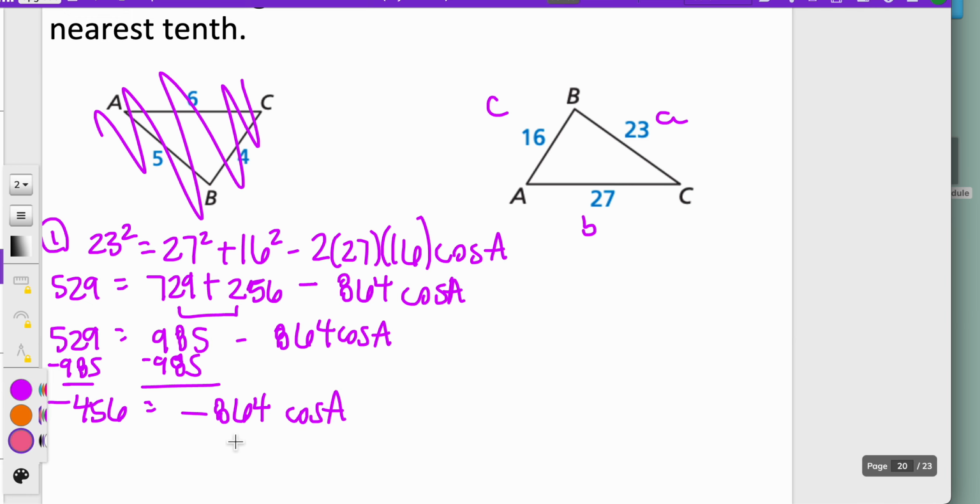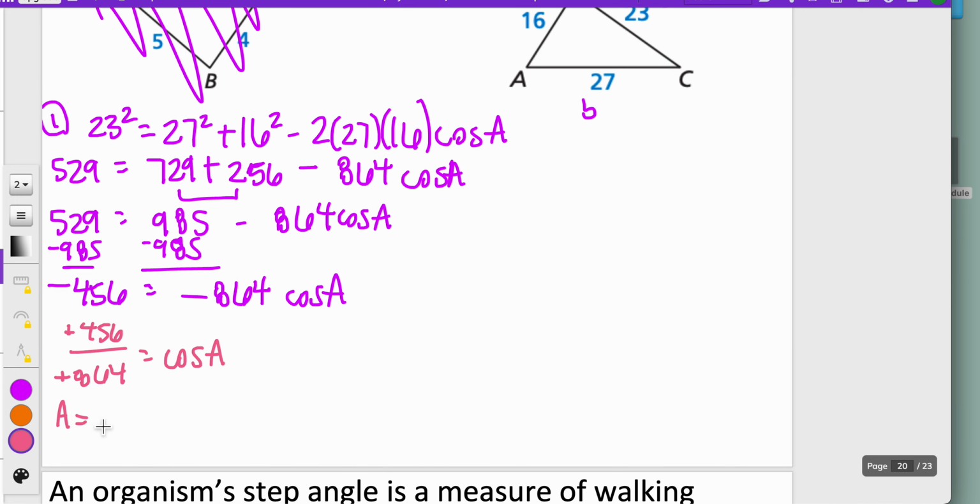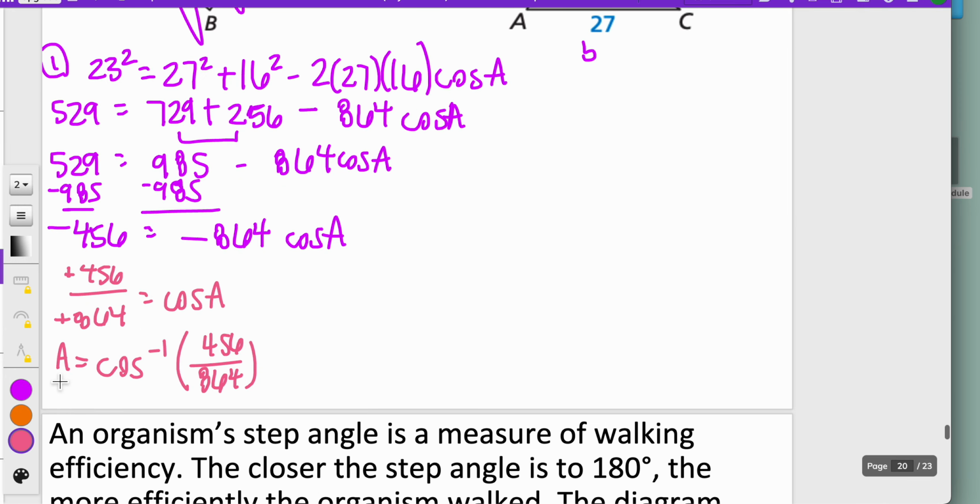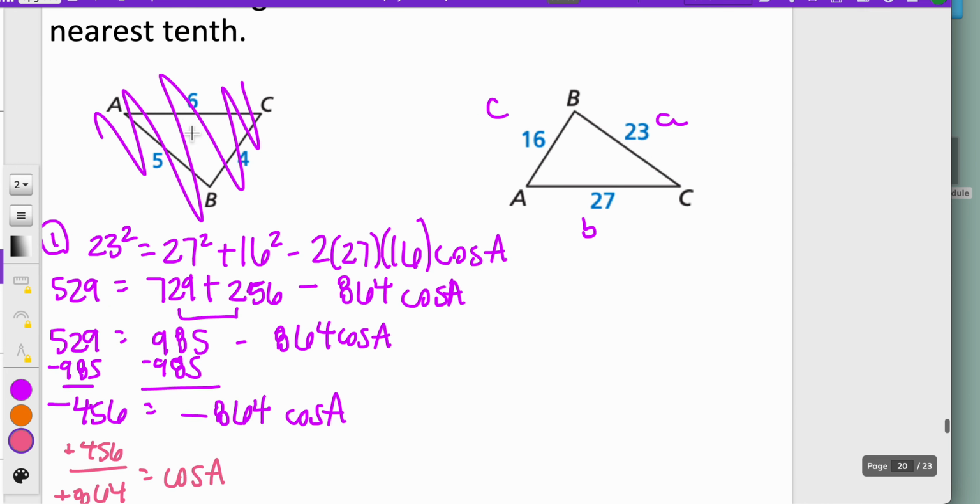To find the cosine of A, I can have negative 456 over negative 864. Okay, which eventually is just going to change those to positives, right? So A can be found by the inverse cosine of 456 over 864. So A is equal to, I'm getting around 58.1 degrees. So up here at A, I'm going to write 58.1. So now I can use my law of sines to start that.